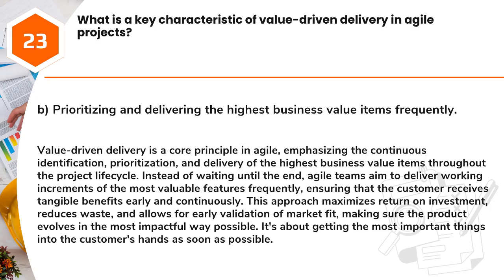Answer: B. Prioritizing and delivering the highest business value items frequently. Value-driven delivery is a core principle in Agile, emphasizing the continuous identification, prioritization, and delivery of the highest business value items throughout the project lifecycle. Instead of waiting until the end, Agile teams aim to deliver working increments of the most valuable features frequently, ensuring that the customer receives tangible benefits early and continuously. This approach maximizes return on investment, reduces waste, and allows for early validation of market fit, making sure the product evolves in the most impactful way possible. It's about getting the most important things into the customer's hands as soon as possible.